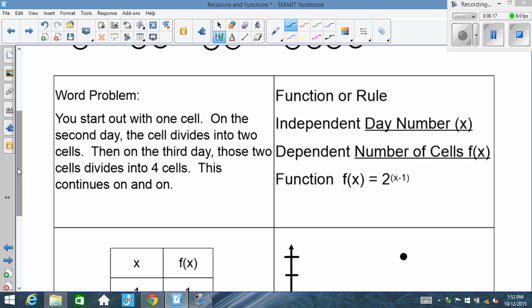There's word problems. So here was my example that I matched up with this. I said start out with 1 cell. On the second day, the cell divides into 2 cells. Then on the third day, those 2 cells divide into 4 cells. This continues on and on.